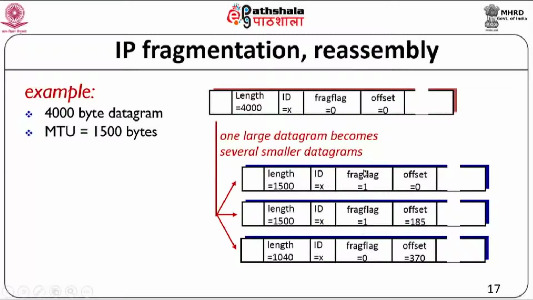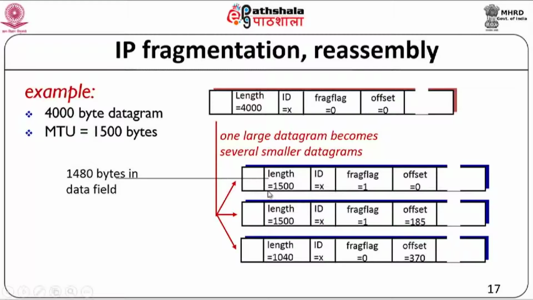So, this 1 indicates that there are more fragments to come. Again, this indicates there is another fragment to come. The last fragment has a value of 0, which indicates that this is the last fragment of this particular set of fragments. And if you look at the offset field, it is set to a value of 0 in the first packet. We will see how that is calculated.